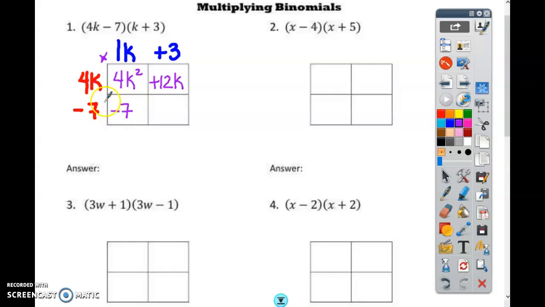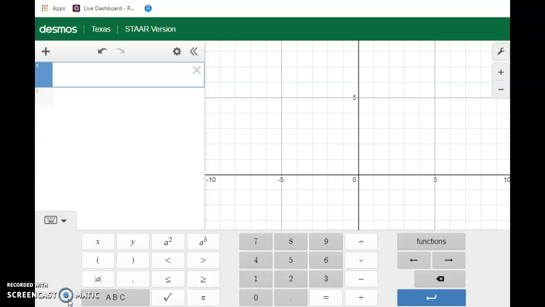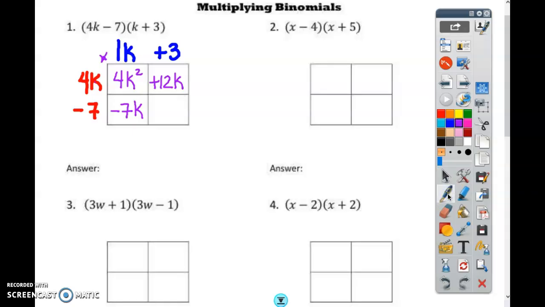Then right here I have 1 times negative 7 is a negative 7. How many k's do I see? I only see 1, so this is k. And then the last one, negative 7 times 3. Remember to be using your multiplication chart or Desmos. Negative 7 times 3 is a negative 21. So I'm going to put negative 21 right here. Okay, so I filled in my box by multiplying.